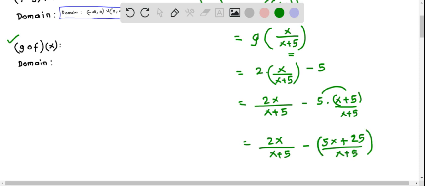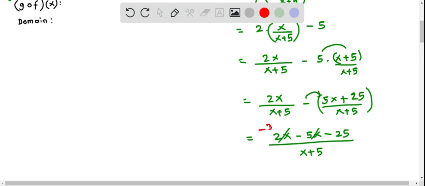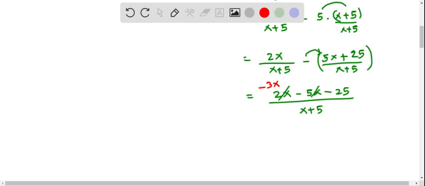We now have the common denominator x plus 5, so we can combine these two rational expressions. So therefore this becomes 2x, and we have to distribute this minus into the two terms inside the brackets. So it becomes 2x minus 5x minus 25 all over x plus 5. 2x minus 5x is negative 3x, and we have negative 25. So we can write this as negative 3x minus 25 over x plus 5. So this is basically the function g of f of x.